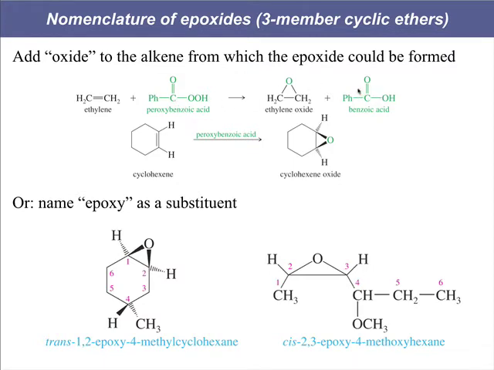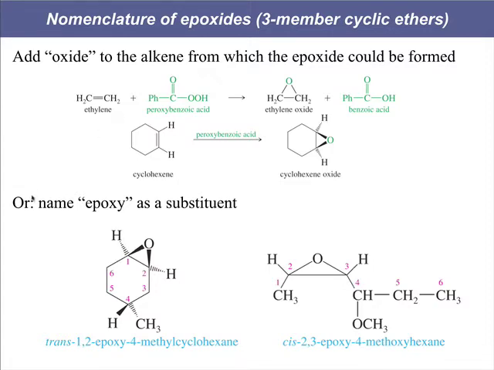a typical carboxylic acid. The way you name epoxides is as the oxide of the alkene from which it could be formed. So this is ethylene. This molecule is ethylene, or ethene. You could also call it ethene, would be the IUPAC name. The oxide of that would be ethylene oxide, or ethene oxide. So this is the oxide of ethylene.